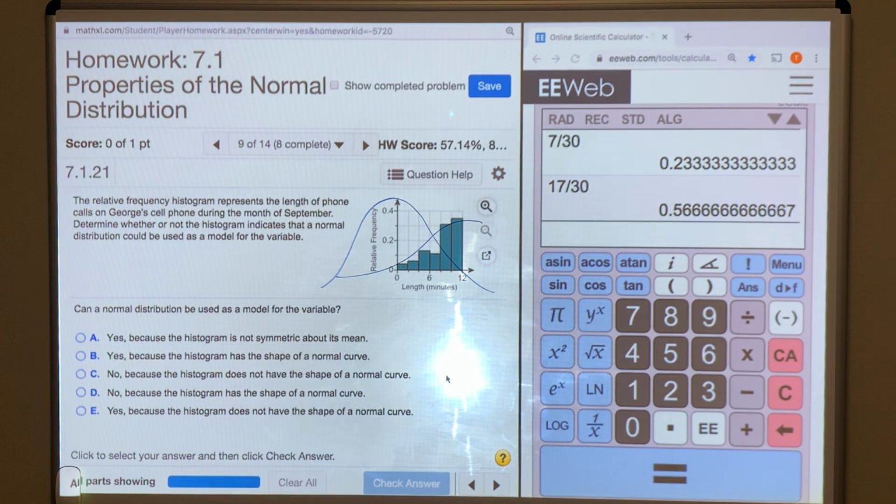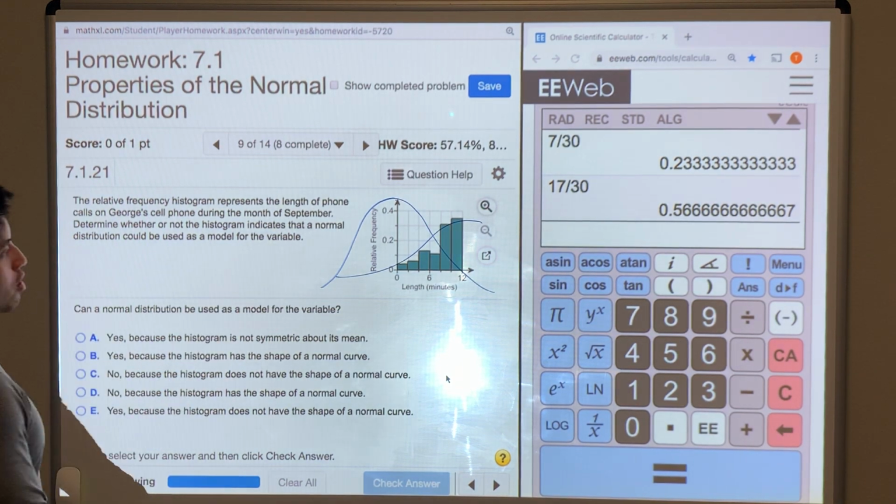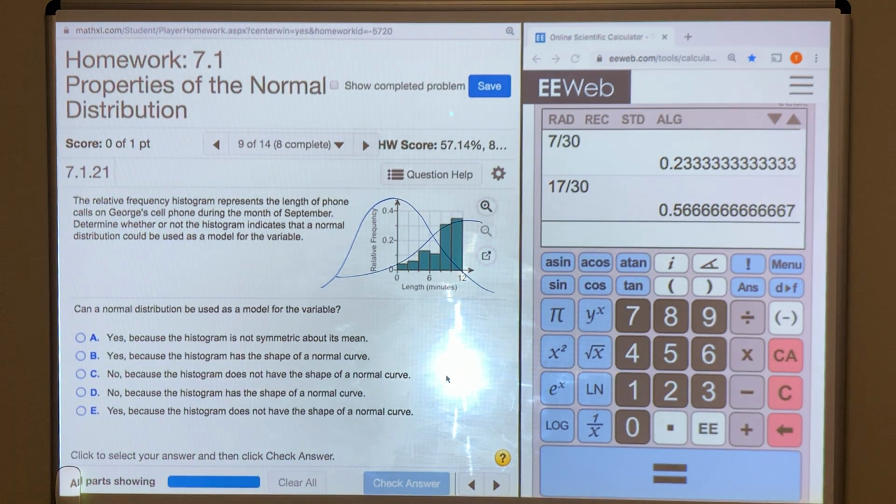Let's look at this one. So determine whether or not the histogram indicates that a normal distribution could be used as a model. Can it? Well, I have another skewed left one. Yours might be different, but mine certainly is not. So let's go see if we can find the right answer. It's definitely a no. No, because the histogram does not have the shape of a normal curve. That looks pretty good. How about E?